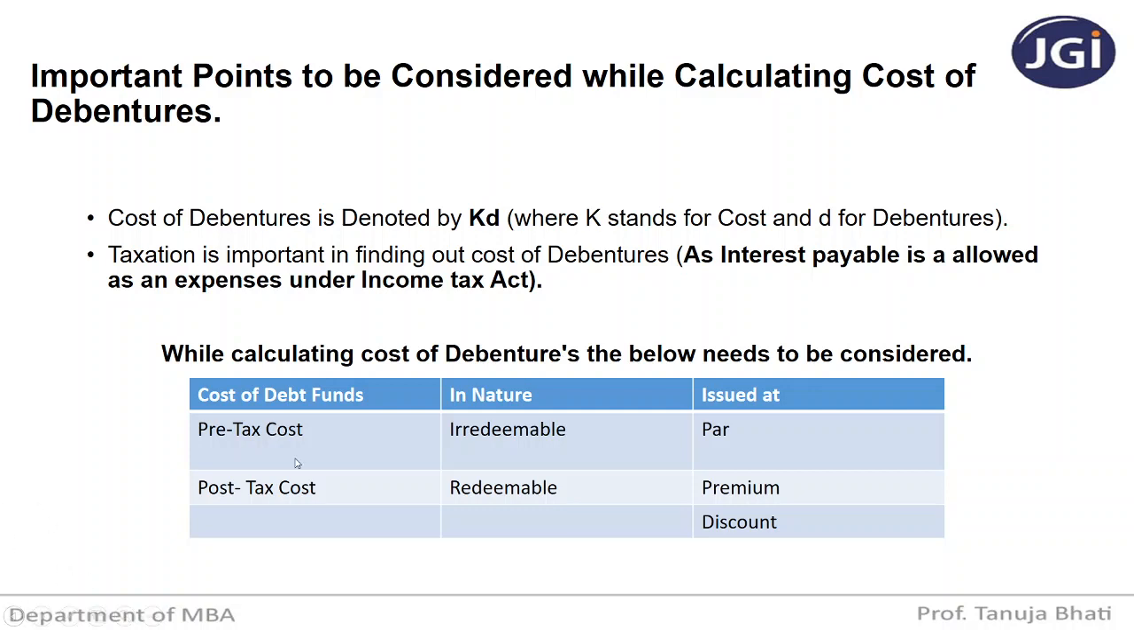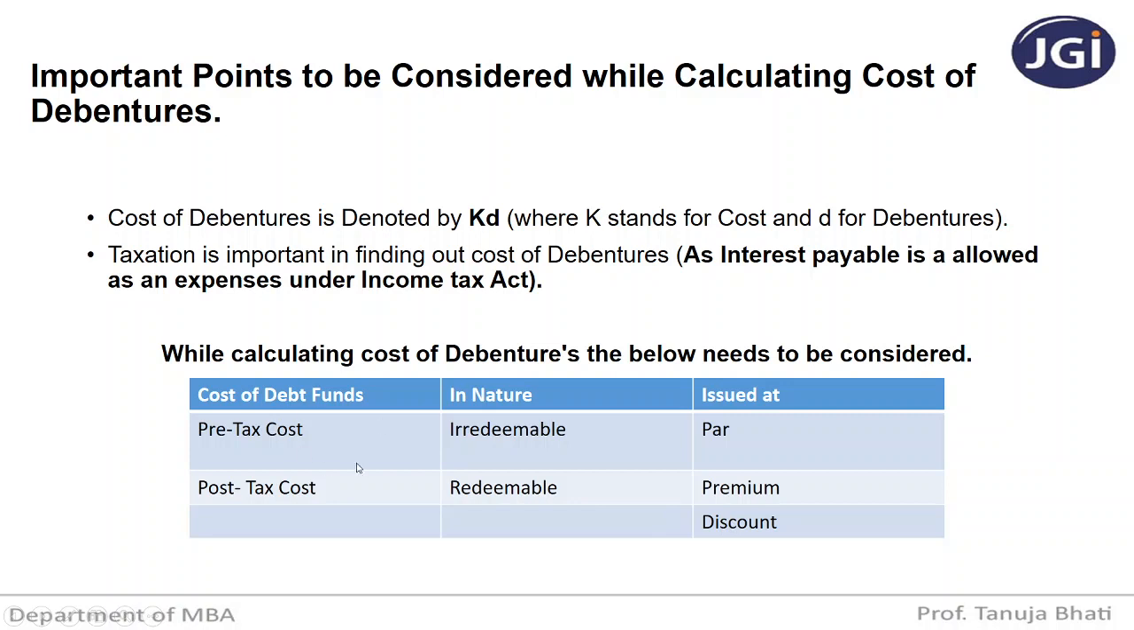Either the cost of debenture can be pre-tax cost. Pre-tax cost means tax is not yet calculated on it, and post-tax cost means after calculation of tax. Now in nature, debentures can be irredeemable or redeemable. What is irredeemable and redeemable we will be seeing in the very next slide. And debentures are issued at par, premium or discount.